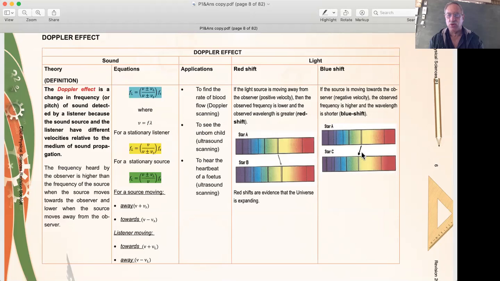Here, where it's blue shifted, light is moved. If the source is moving towards the observer, the observed frequency is higher and the wavelength is shorter, or blue shifted. Okay, well, that's apparently what it's showing you. That's what blue shifted light looks like.